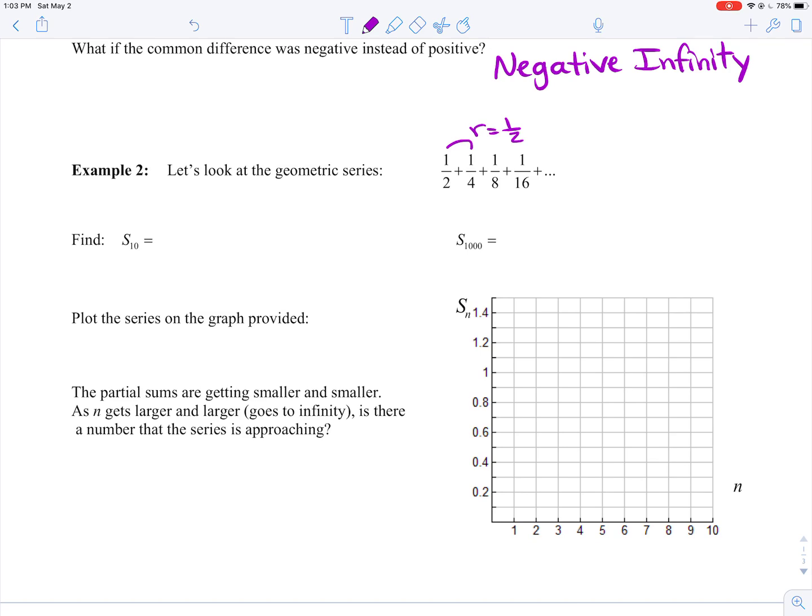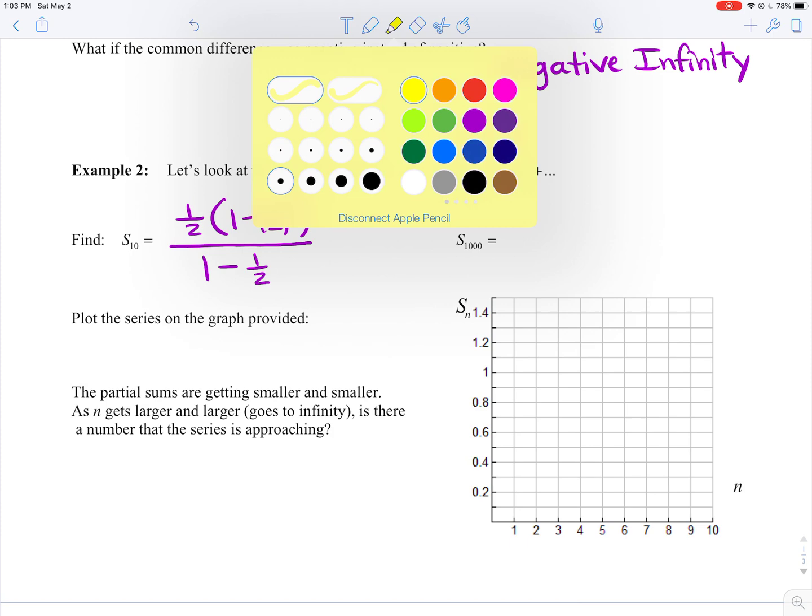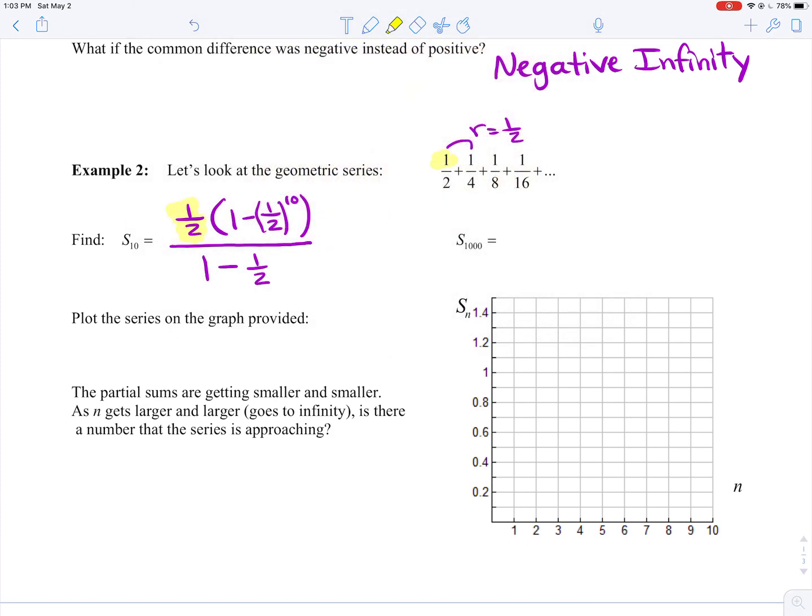We just use the first term of a half, multiply it by 1 minus our r, which happens to be a half also, raised to the number of terms. So raise it to the 10 in this case. And then all divided by 1 minus our r. Just to be clear, this 1/2 was our first term, and this 1/2 in both of those positions is our r. It just happened to be the same number for this problem.